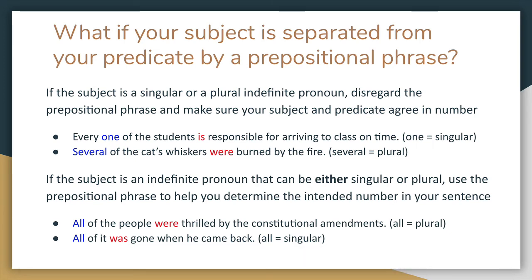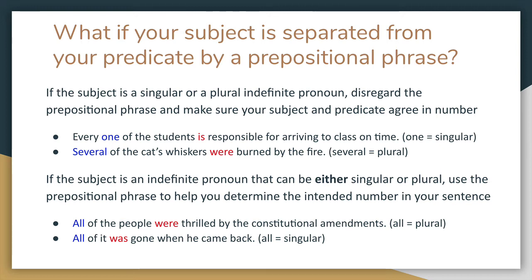For example, in that first example, every one of the students is responsible for arriving to class on time. One is always a singular indefinite pronoun, always. And so even though you have of the students, that prepositional phrase separating one and is, one is your subject, it is always singular, and so your predicate has to match that number.